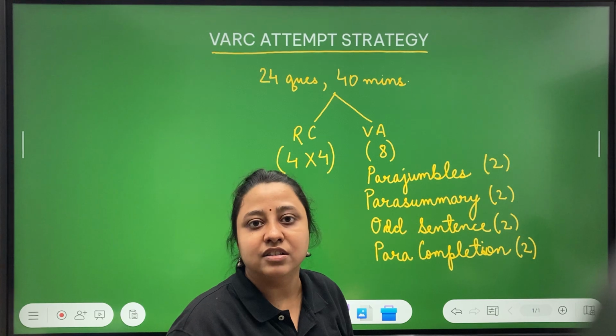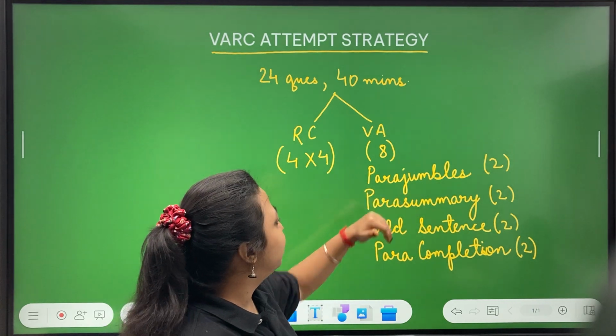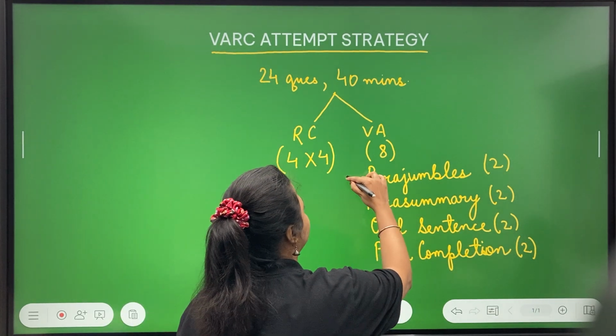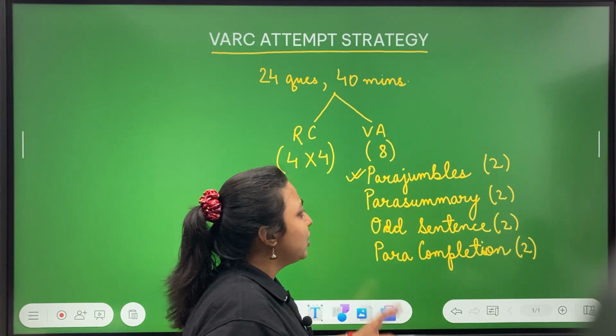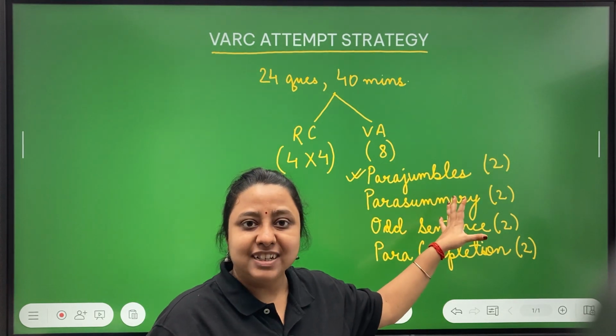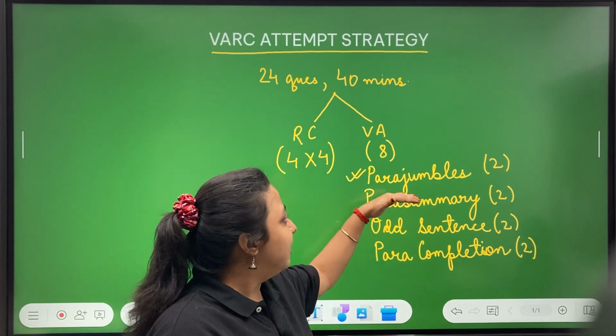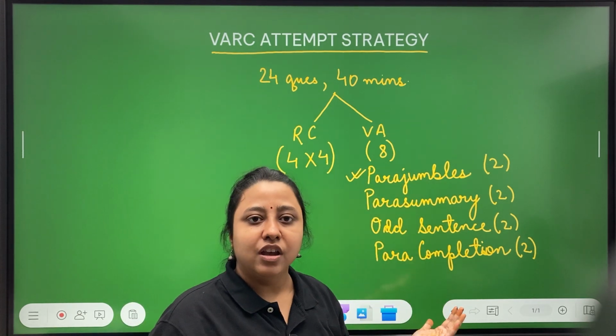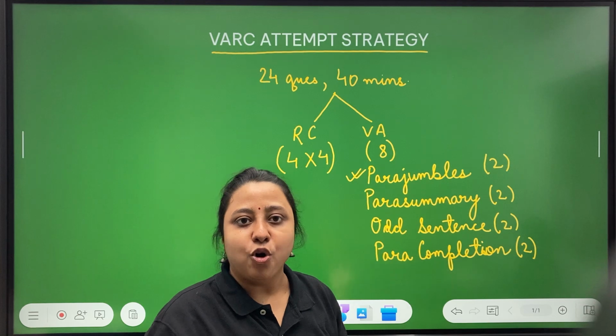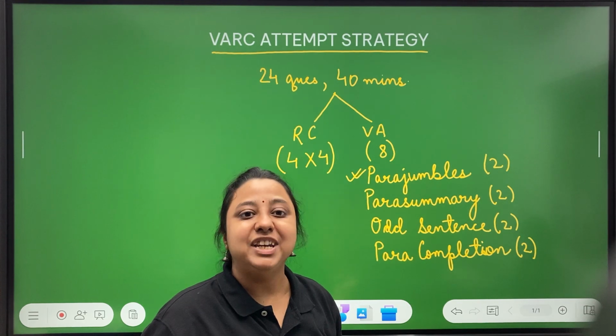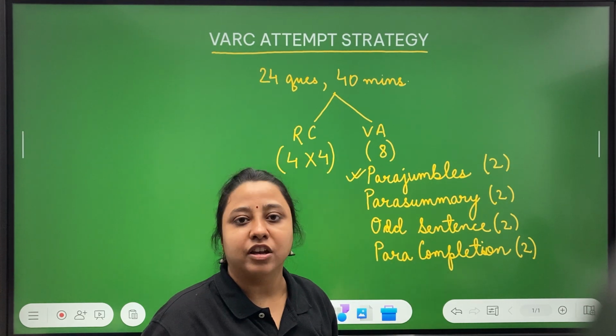What is better to start with? See, understand something. Para jumbles, the topic para jumbles, does not have options. It's a TITA kind of question. What is the advantage of para jumbles? Just because it does not have options, it becomes a non-MCQ TITA kind of question, so there is no negative marking either.